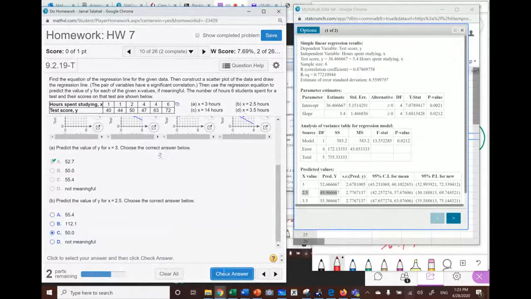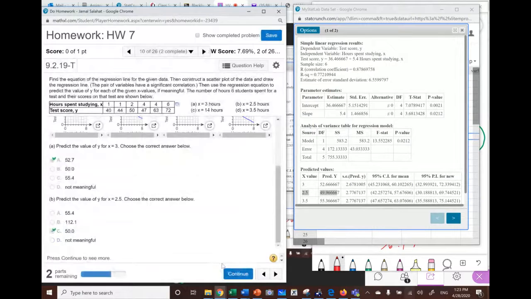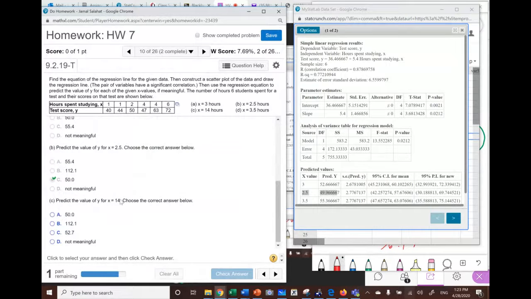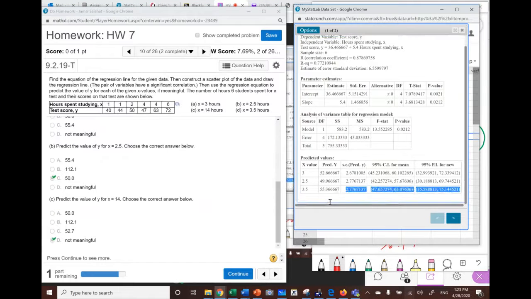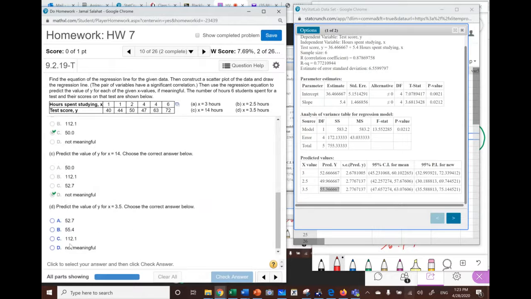So now the one after, they tell us to predict at 14. Notice that at 14, I did not predict because 14 did not fall between the min and max. Therefore, I am going to click on not meaningful, because if I do make a prediction, my prediction will be wrong. Even if I get an answer, it's going to be a wrong answer. Finally, what do you get at 3.5? A 3.5 is going to be equal to 55.366, which is 55.4.